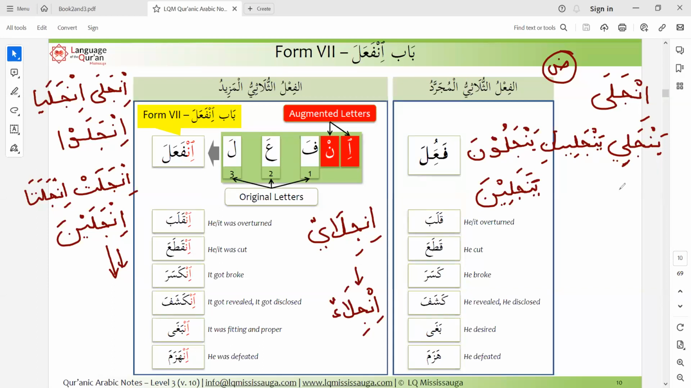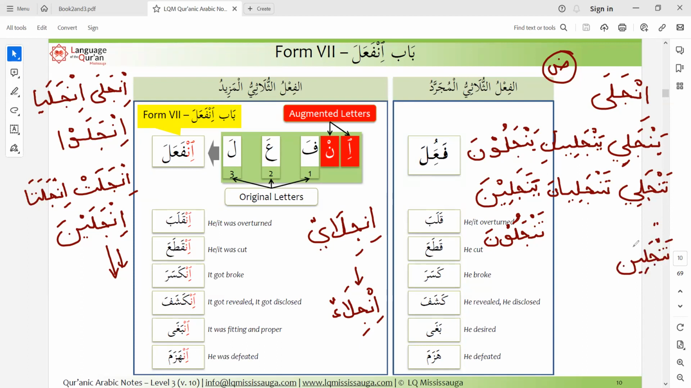Okay, for Mukhatab, let me write. Tanjali, Tanjaliyani, and Tanjalina. Again Tanjali, Tanjaliyani, and then here for Mukhatab Muzakkar Jam, we get Tanjaluna. Clear until this? Tanjaluna, and then Tanjalina, Tanjaliyani, and Tanjalina again.